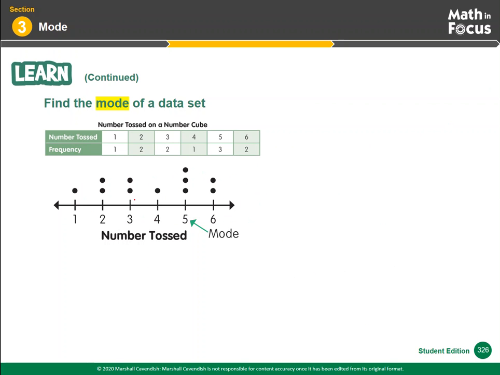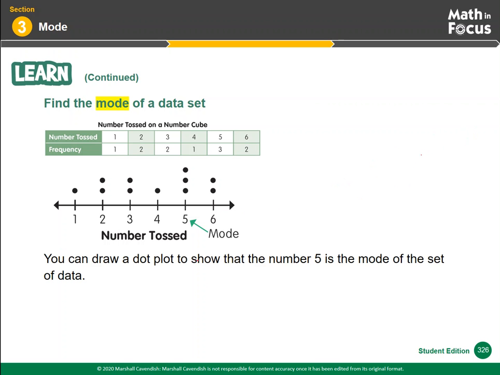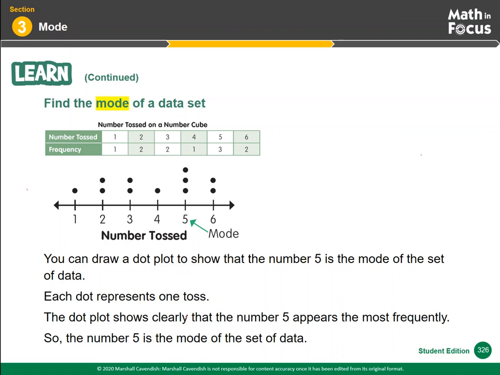Now they've created a dot plot that represents this table. As you can see, here are the numbers on the dice, and here are the times. Each dot represents one roll of the dice. So there's 1, 2, 3, 4, 5, 6, 7, 8, 9. It looks like they rolled the dice 11 times. You can draw a dot plot to show that the number 5 is the mode of the set of data, because you can see, especially in a dot plot, that there are more dots here than anywhere else on the line. So the number 5 is the mode of the data set.